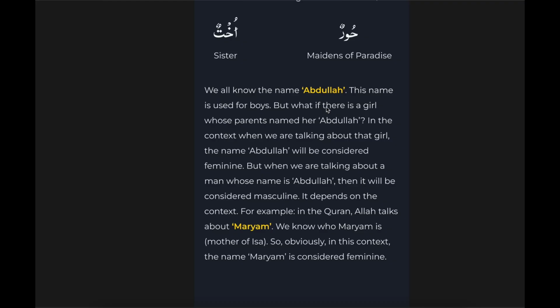Then when you are talking about her, although her name is Abdullah, which is a boy name, since you are talking about a lady, you have to use feminine grammar. So that is an exceptional case.